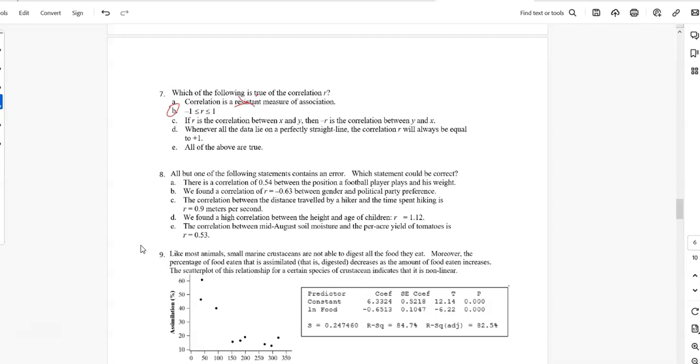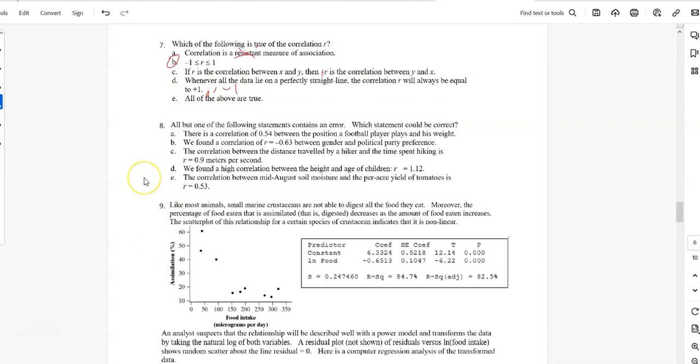If R is the correlation of x and y, then negative R, no, actually that would also be R. So switching x and y doesn't change R at all. That's good to know. Now, whenever all the data lies perfectly in a straight line, the correlation could be equal to 1 or -1. So that would be true. And so not all of those are true. It had to say -1, it didn't there.